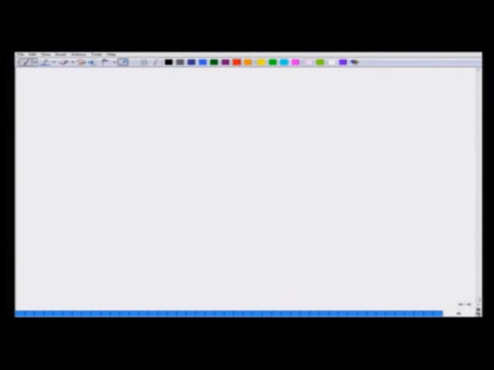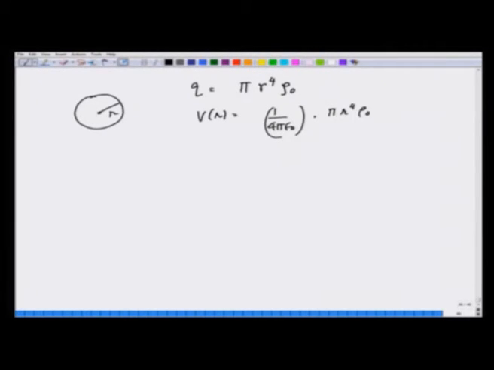Now, due to this small sphere of radius small r, the charge is pi r raised to 4 rho 0, and therefore, the potential on the surface is going to be 1 over 4 pi epsilon 0 times pi r raised to 4 rho 0 over r, which is nothing but rho 0 over 4 epsilon 0 times r cubed.